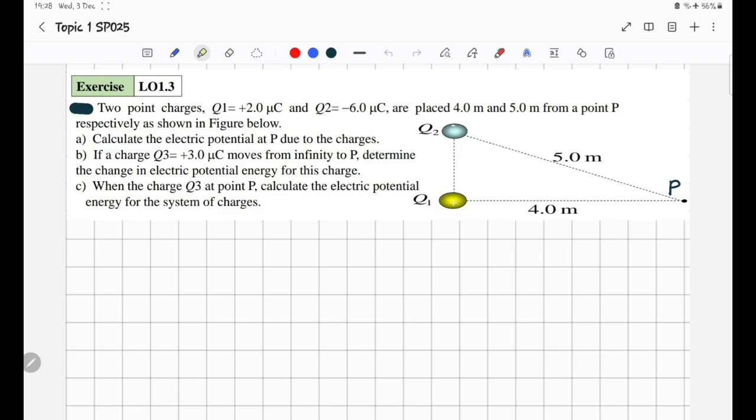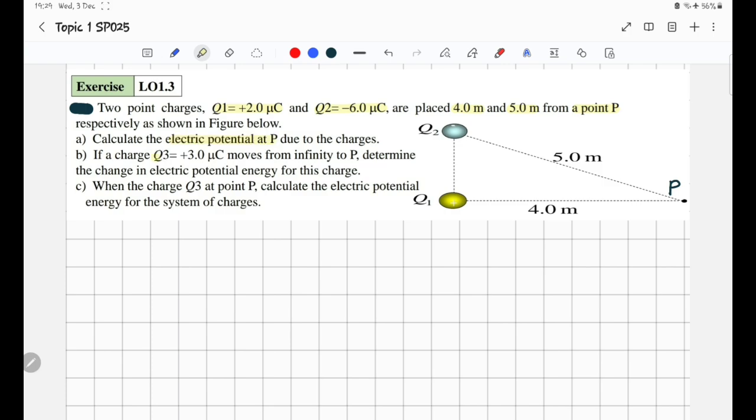Okay, let's discuss this example. Two point charges, Q1 of positive 2 microcoulomb and Q2 of negative 6 microcoulomb, are placed 4 meter and 5 meter from a point P, as shown in the figure below. So first, calculate the electric potential at point P due to the charges.